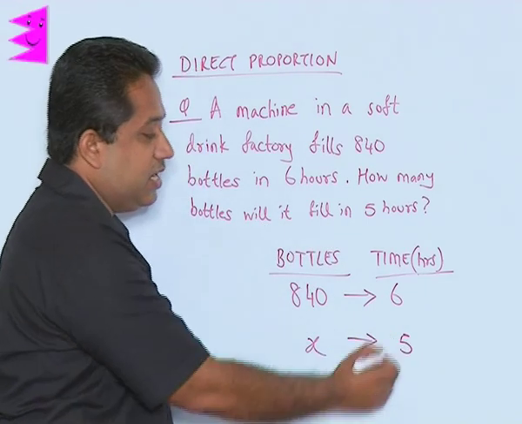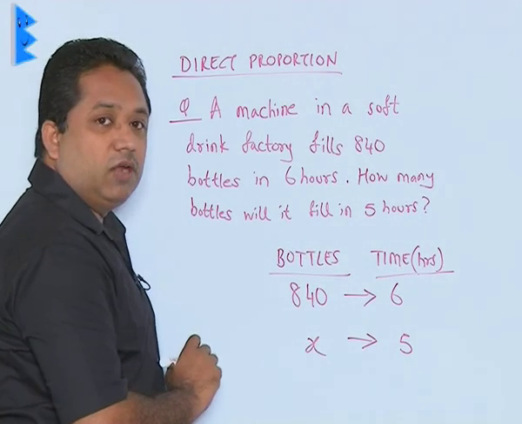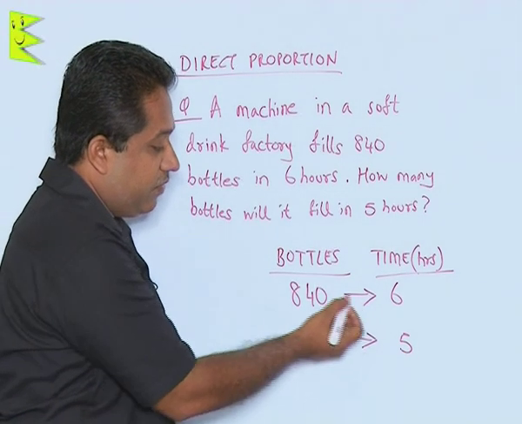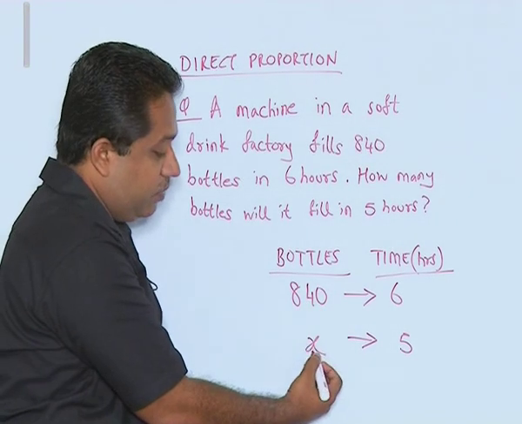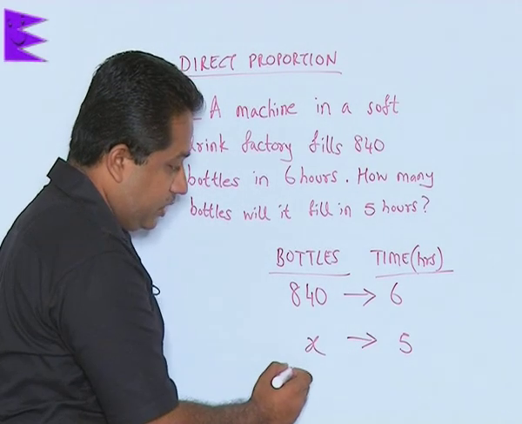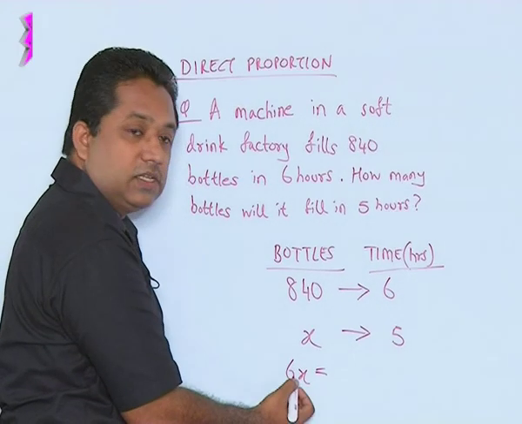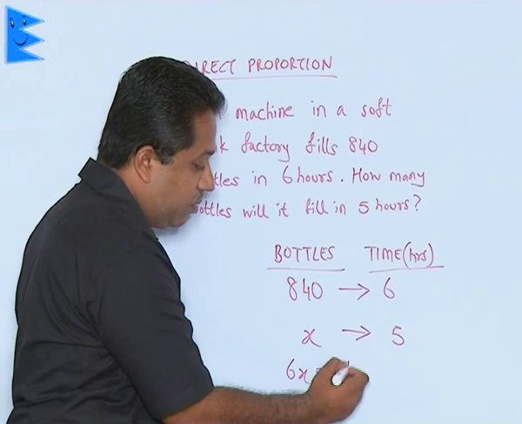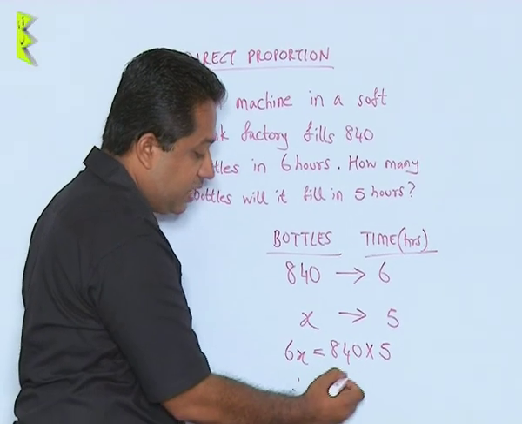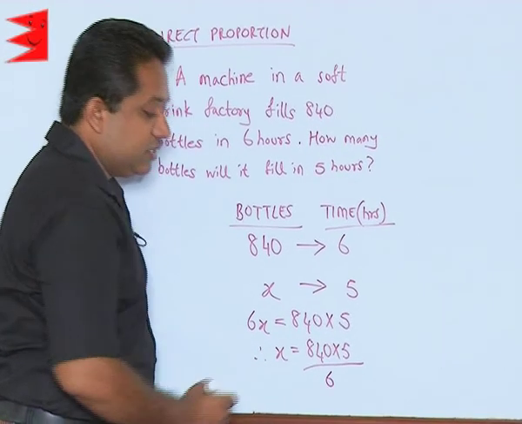So, we have put in the details here in this tabular form. Now, if it is a case of direct proportion, we can find out the answer by cross multiplying. Cross multiplying means we will multiply 5 with 840 and we will multiply x with 6. So, when we cross multiply this, we get 6x equal to 840 multiplied by 5, and therefore, the value of x can be found by multiplying 840 into 5 and dividing the result by 6.